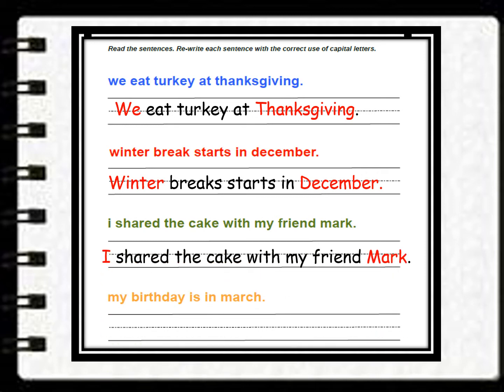Next, remember we use capital letters if we're using I as a subject. And of course, Mark as the name of a person. Next, my birthday is in March. So always begin your sentence with a capital letter. So we write my with a capital letter M and then a small y. And then the name of the month, which is March.